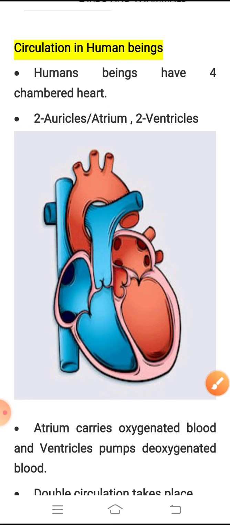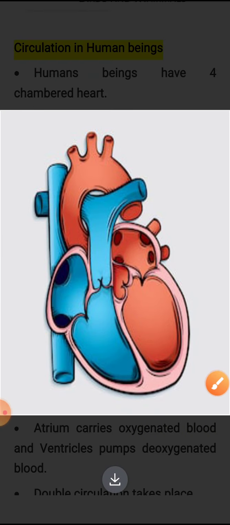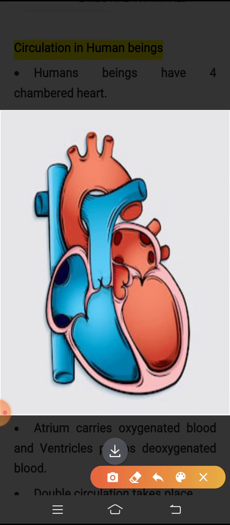So as human beings have a four-chambered heart, what are the chambers of the heart called? The chambers of the heart are auricles and ventricles. There are two auricles and two ventricles. So where are these auricles and ventricles present? The upper two chambers of the heart are called auricles, and the lower two chambers are called ventricles.